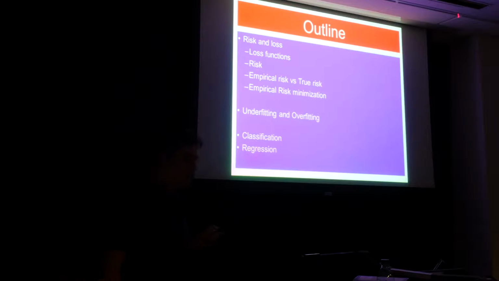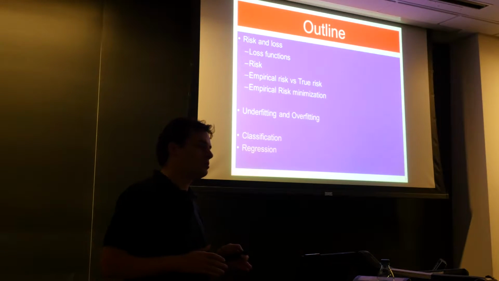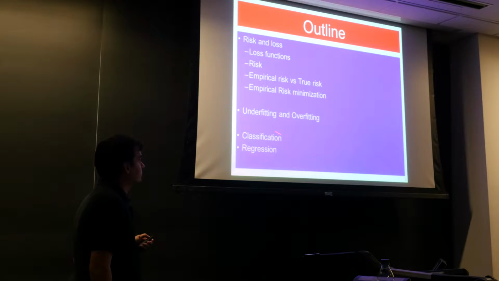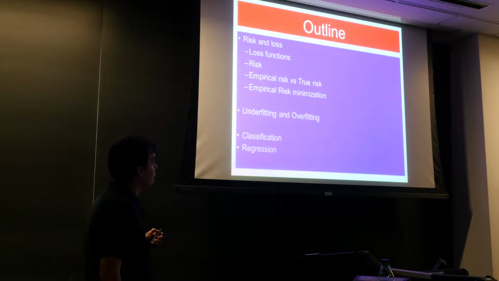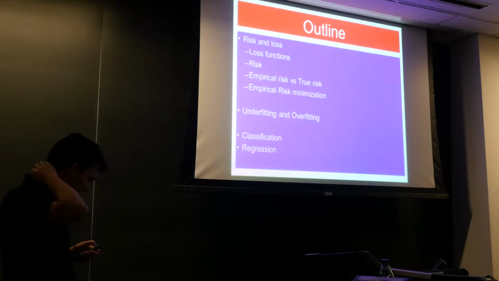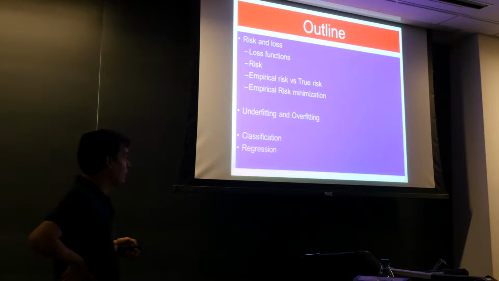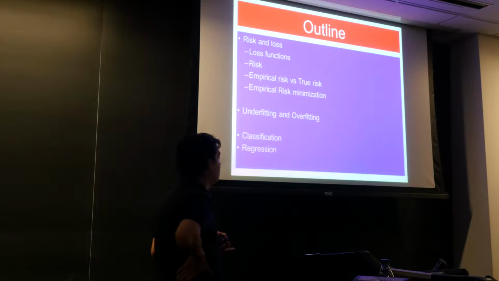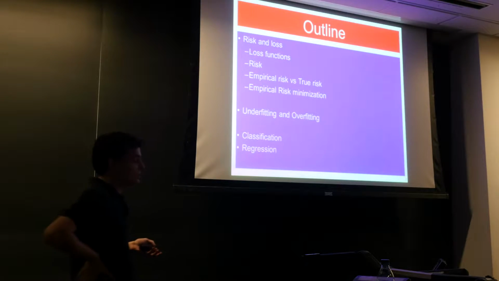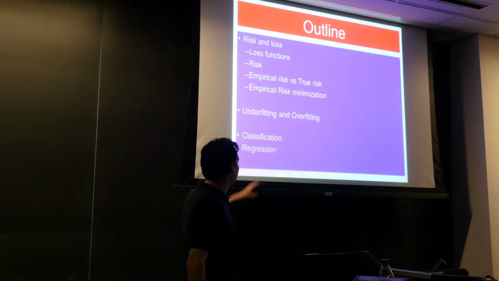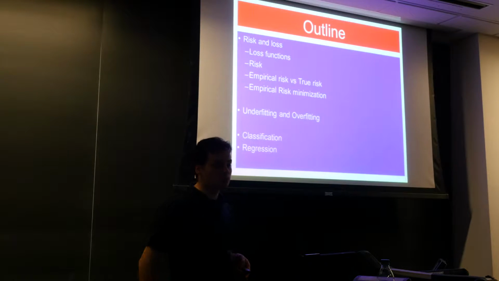So to answer these questions, we have to discuss some definitions of risk and loss. We already did that in the first lecture, but now we will be more formal. And so we will define loss and risk functions, and then we will discuss the concept of empirical risk minimization. We will discuss underfitting and overfitting and see how empirical risk minimization can be used in classification and regression. We will focus on classification mostly.